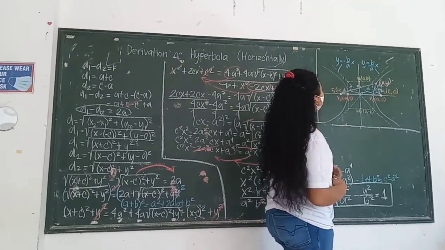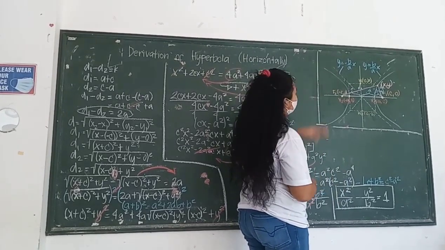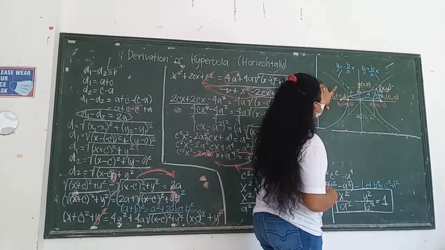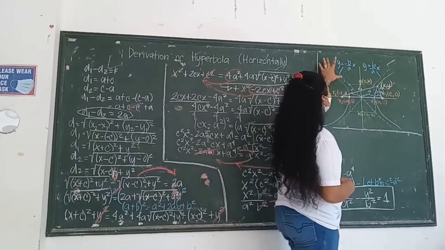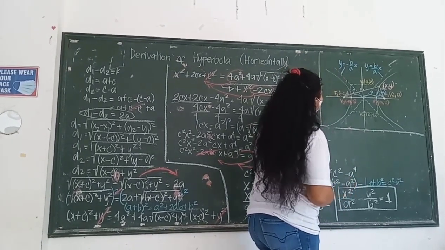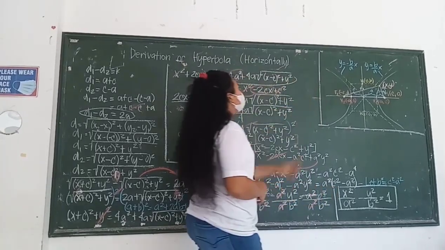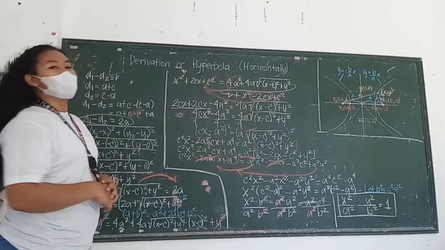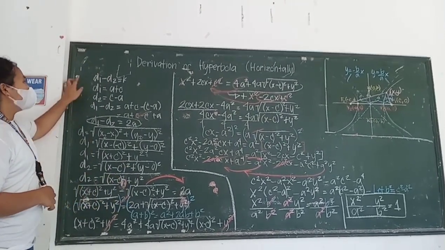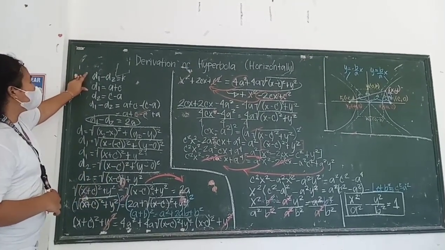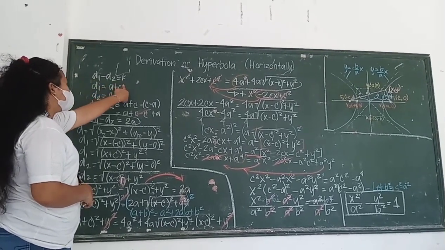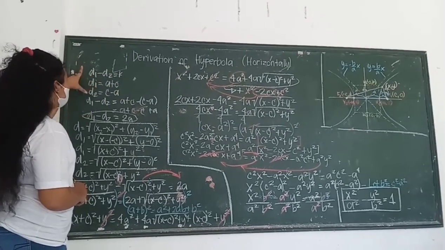The equations of the asymptotes are y equals negative b over a times x, and y equals b over a times x. That's the equation of the asymptotes when the hyperbola is horizontal. We're going to derive the equation of the hyperbola through this formula: distance 1 minus distance 2 is equal to k. k is an unknown number, so we're going to find that out later.